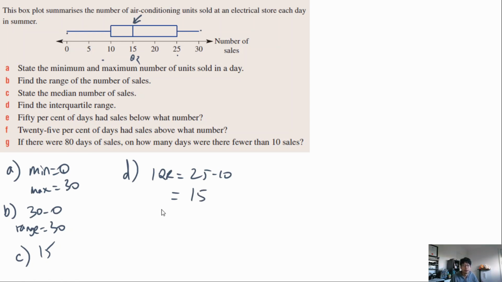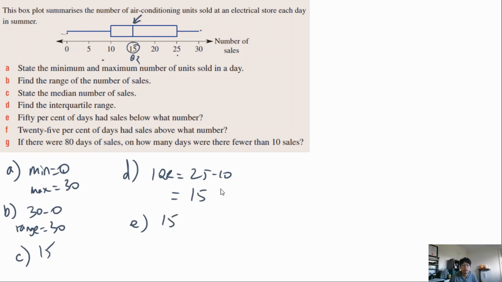Moving on to question E, 50% of days had sales below what number? Remember, 50% lies on the left of the median and 50% lies on the right of the median. So that means we'll be looking for the median here. And so 50% of days had sales below this number here. That will be 15.